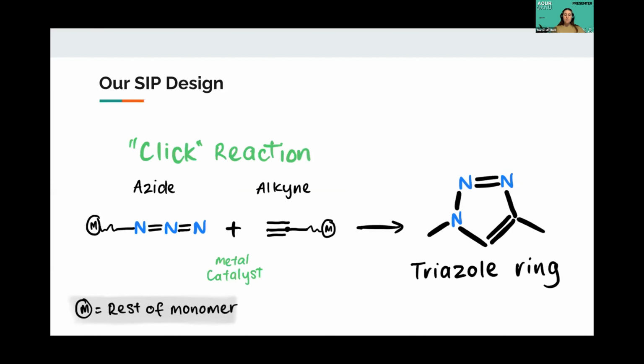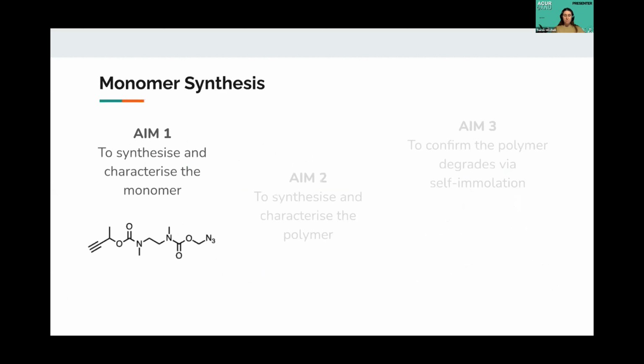Now, the processes involved in achieving this can be broken down roughly into three broad steps. The first step, or rather a series of steps, was to synthesize the monomer with both azide and alkyne terminal functionality, such that it is capable of undergoing the polymerization reaction of the aforementioned click reaction.